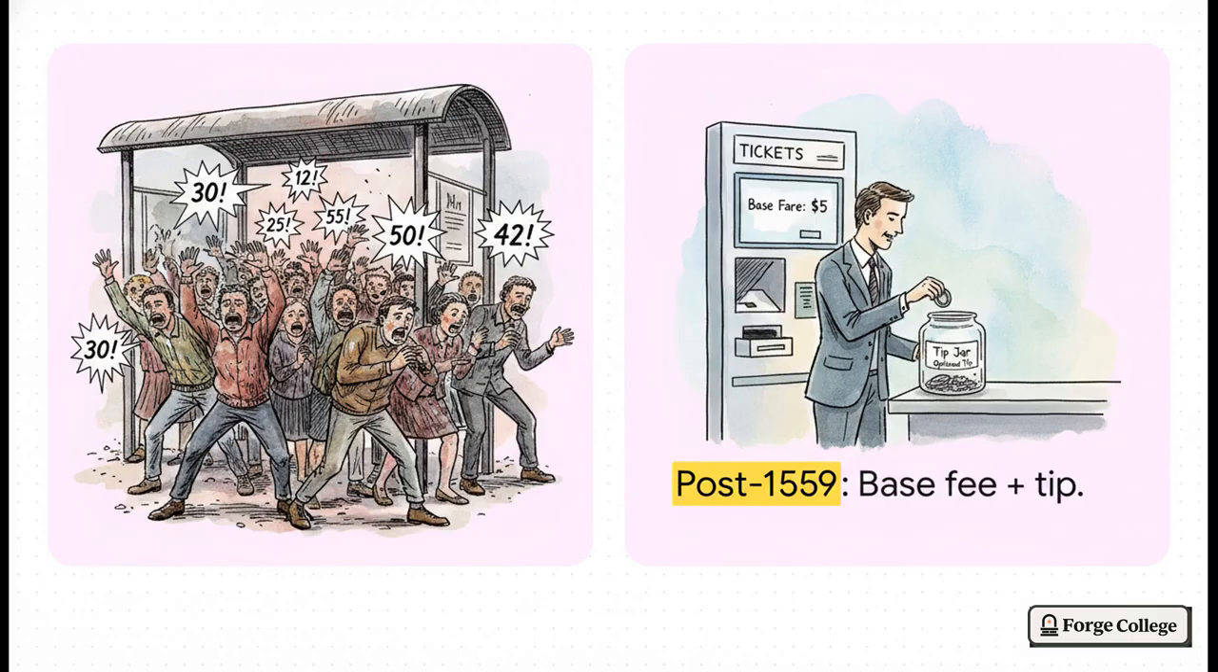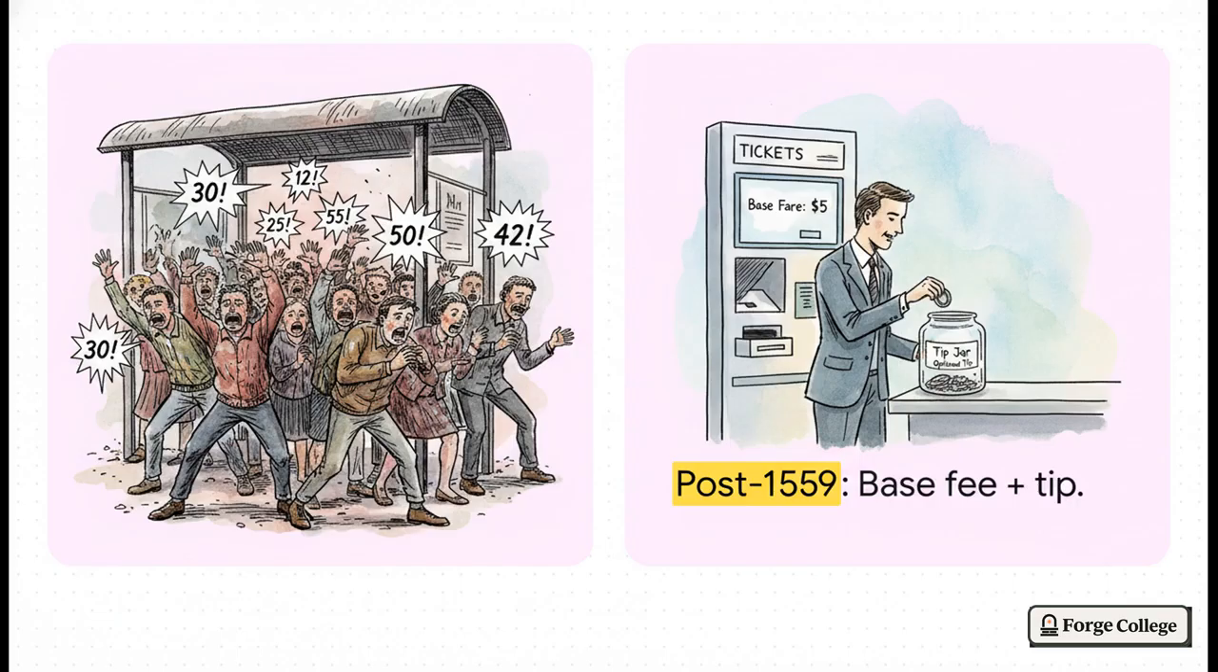Well, before the major EIP 1559 update, the network ran on what we call a blind first price auction. Basically, everyone at the bus stop just shouted out a number they were willing to pay, completely blind to what everyone else was bidding. Actually, scratch that. It was more like being in a pitch-black room full of people just screaming random numbers. It caused these chaotic bidding wars and massive overpayments.